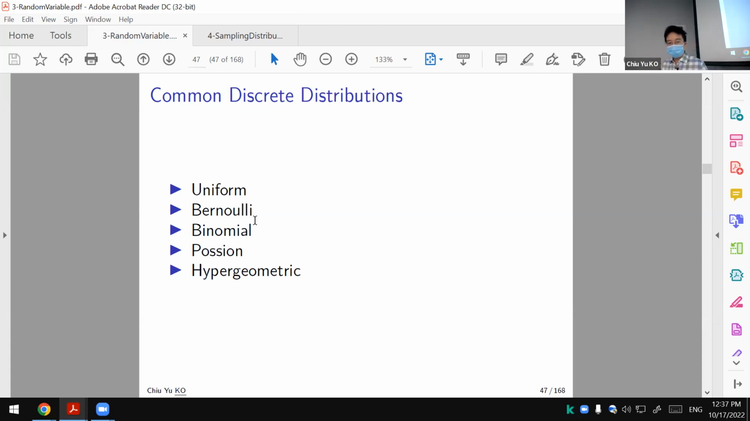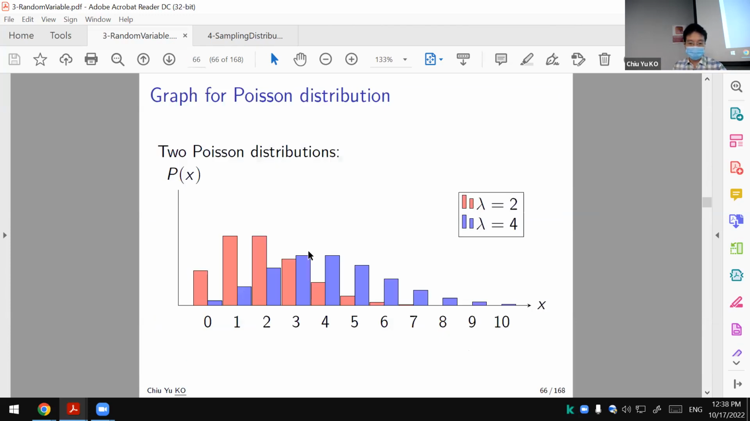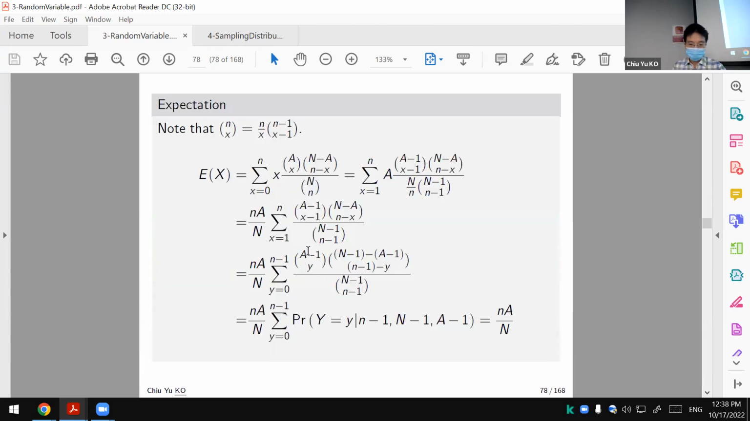And hypergeometric is the idea where you're talking about sampling without replacement, which is essentially about audit and quality control. I'm not going to talk about this because we reviewed that too many times already.